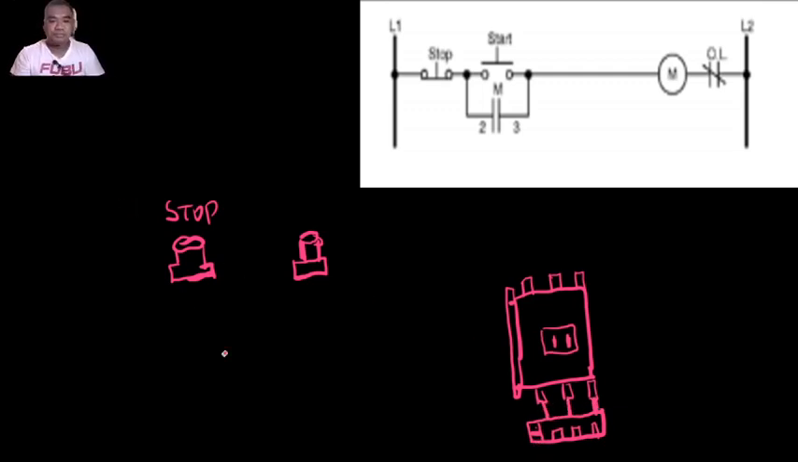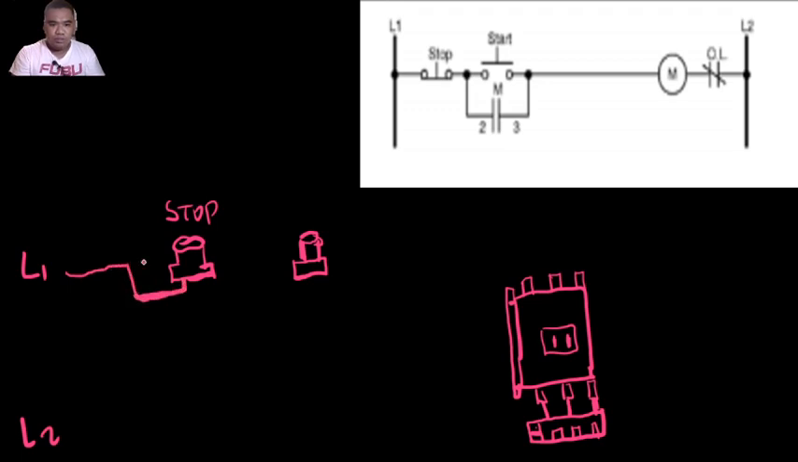Okay, so now we need to draw our diagram. For example, this will be our line one here. Line one. This will be our line two. So the stop button will be connected to line one.